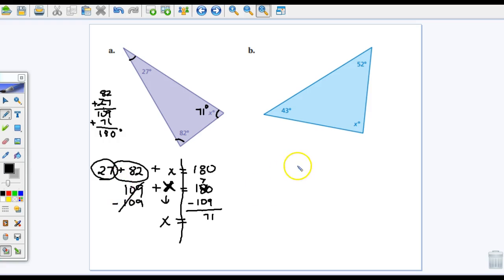Push pause, and when you're ready to come back and work on problem number B, letter B, go ahead and push play.